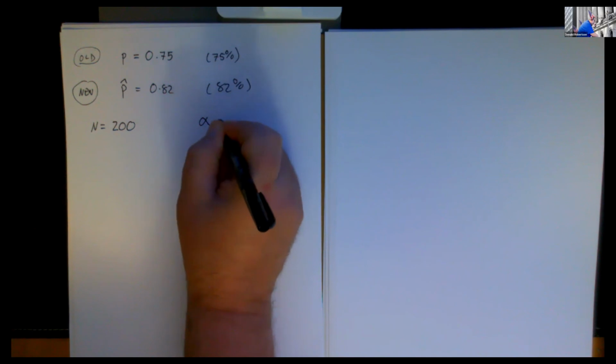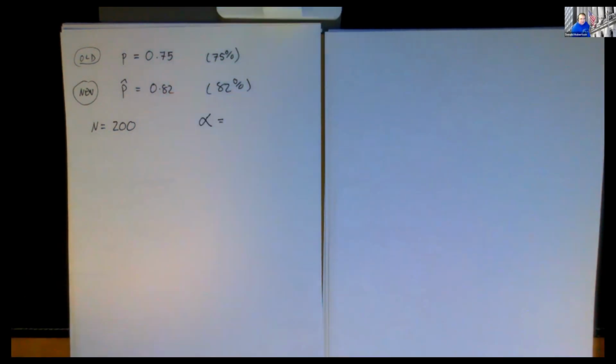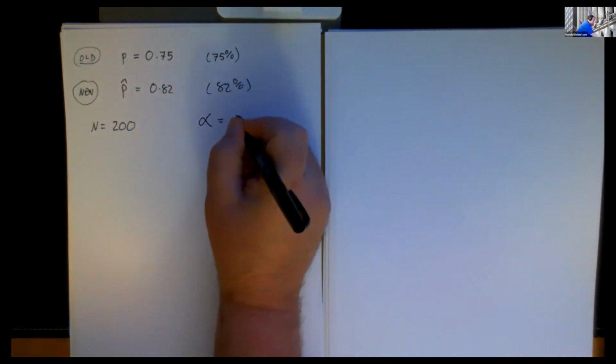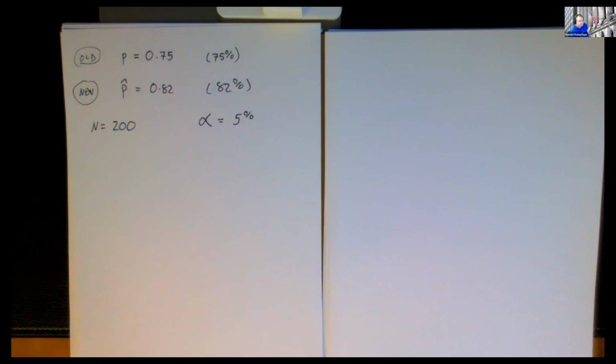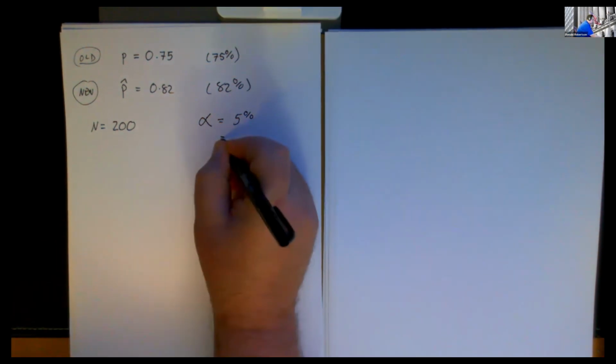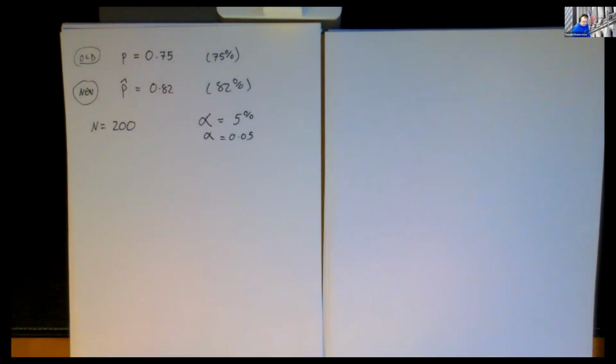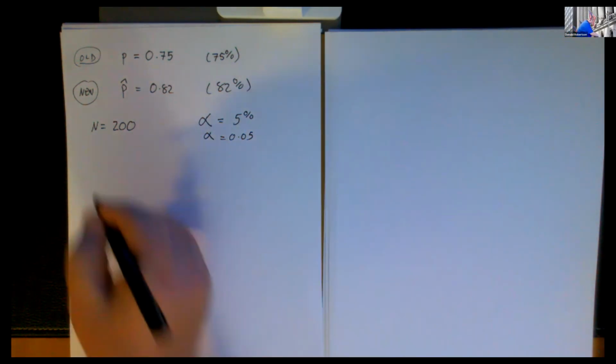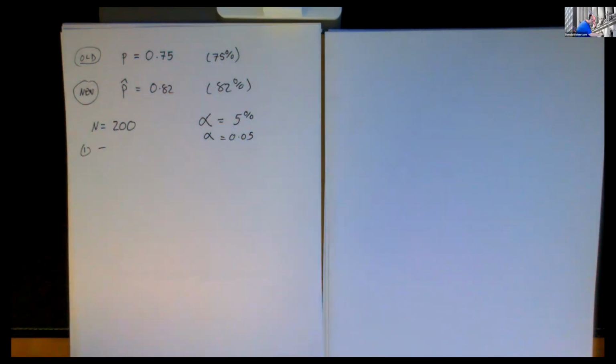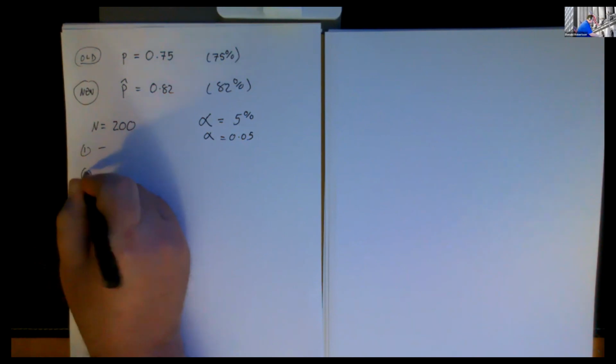In this question, right at the beginning, there's a significance level. And let's make this particular one 5%. So as a decimal, 0.05. Okay. So we're looking now at setting up. Step 1, we kind of talked through. Step 2, let's set it up.